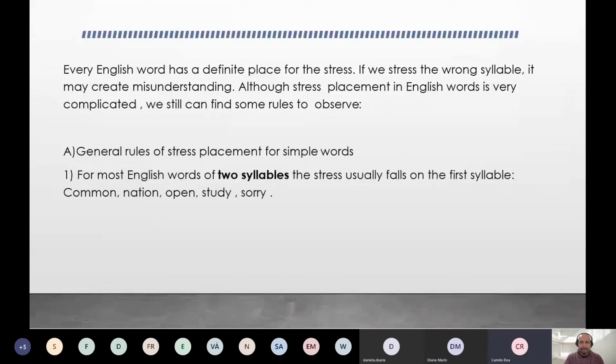A. General rules of stress placement for simple words. 1. For most English words of 2 syllables, the stress usually falls on the first syllable. Common, nation, happen, study, sorry.